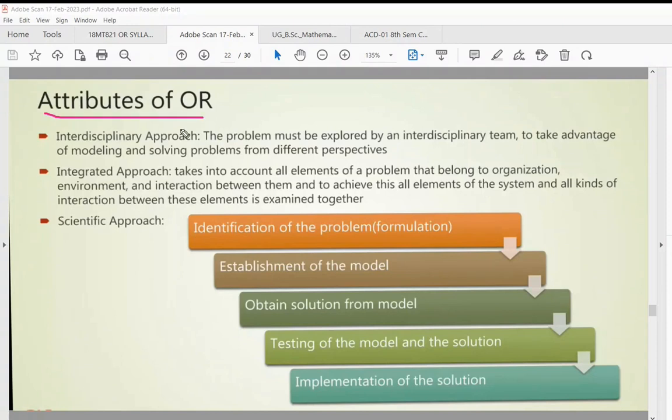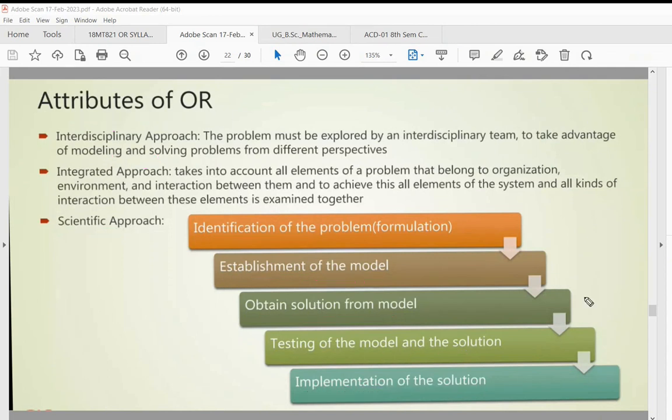Attributes of OR. That is, we need to consider an interdisciplinary approach and the integrated approach in order to get a better solution. For that reason, we need to follow the scientific approach itself, which has identification of the problem, establishment of a model, then obtaining the solution for whatever model they have defined, and testing of that model to get the appropriate solution. Once you get the appropriate solution, we need to implement it for a better outcome.